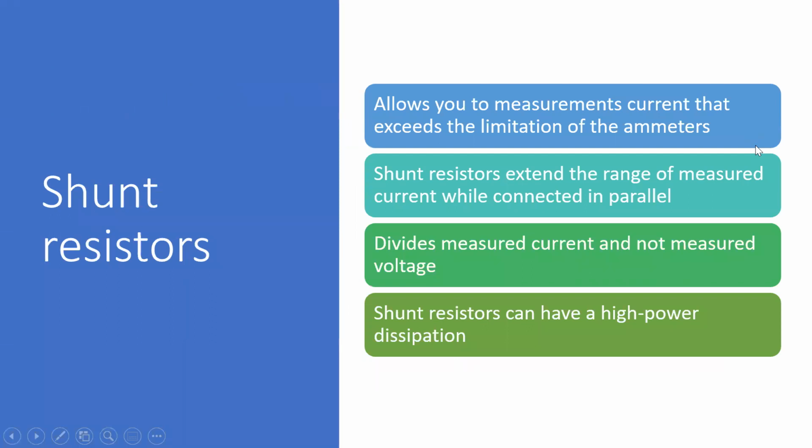Shunt resistors allow you to measure current that exceeds the limitations of ammeters. They can extend the range of any measured current while connected in parallel, as Michael has said. It divides the measured current and not the measured voltage, which is not what we need. And shunt resistors can have a high power dissipation, which is very good in this application.